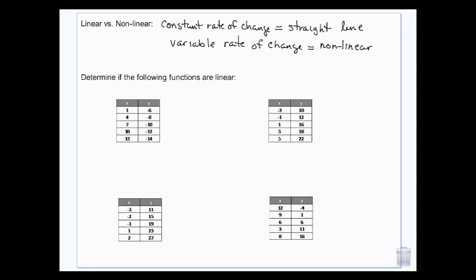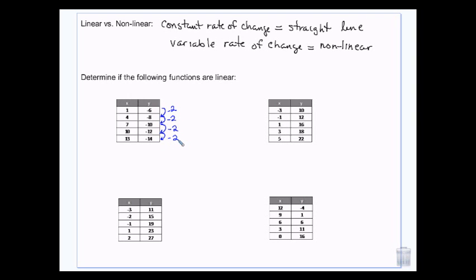So to tell if a function is linear or not, we're going to see if the rate of change remains the same throughout the data. Okay, so what we want to do is we're going to take our y's. To go from a -6 to a -8, I subtract 2. To go from a -8 to a -10, I subtract 2. To go from a -10 to a -12, I subtract 2. To go from a -12 to a -14, I subtract 2.